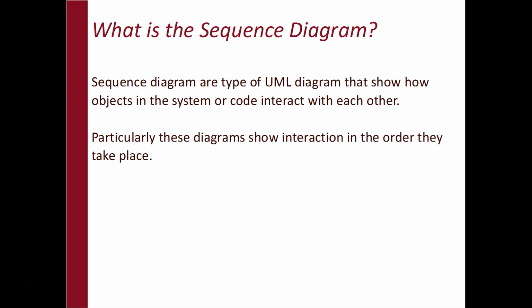What is a sequence diagram? Sequence diagrams are a type of UML diagram that shows how objects in the system or code interact with each other. Particularly, these diagrams show interaction in the order in which they take place.